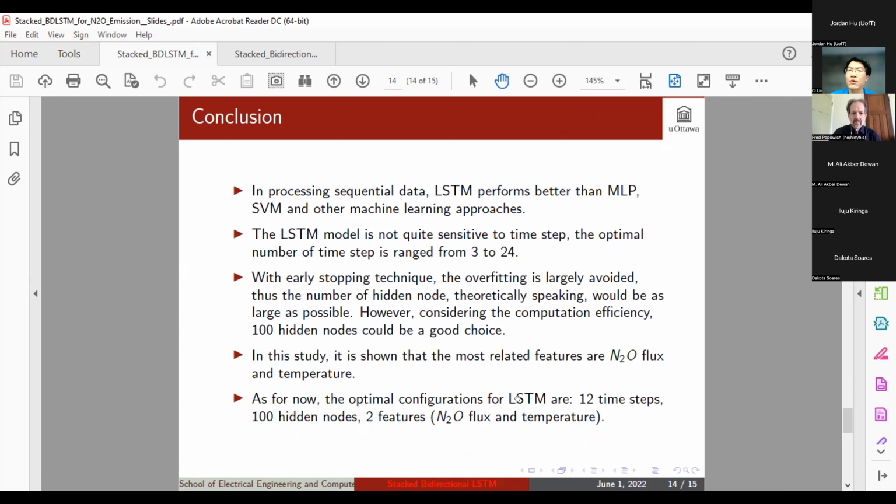In processing sequence data, long short-term memory performs better than MLP, SVM, and other machine learning approaches. The LSTM model is not quite sensitive to timestamps, so the optimal number of timestamps ranges from 3 to 24. And with the early stop technique, overfitting is naturally avoided. We need to take a trade-off between computation efficiency and the performance of the model, so we choose 100 hidden nodes as a good choice for our model. In this study, we found that the most related features are nitrous oxide flux and temperature. As for now, the optimal configuration for long short-term memory is 12 timestamps, 100 hidden nodes, and 2 features.